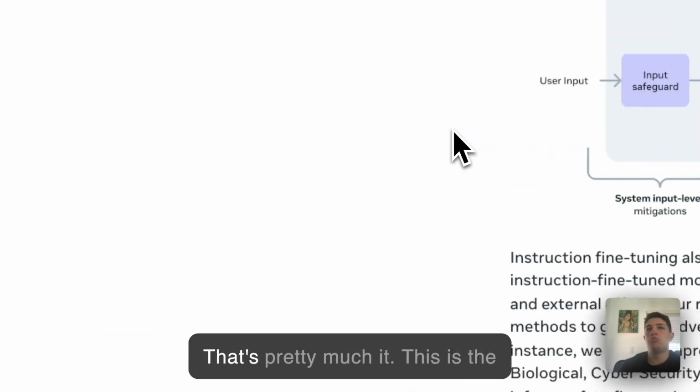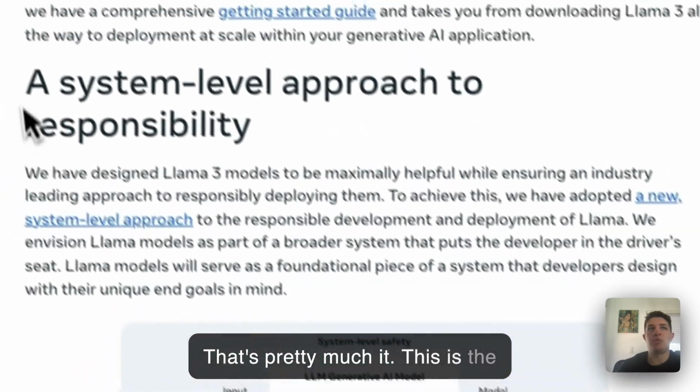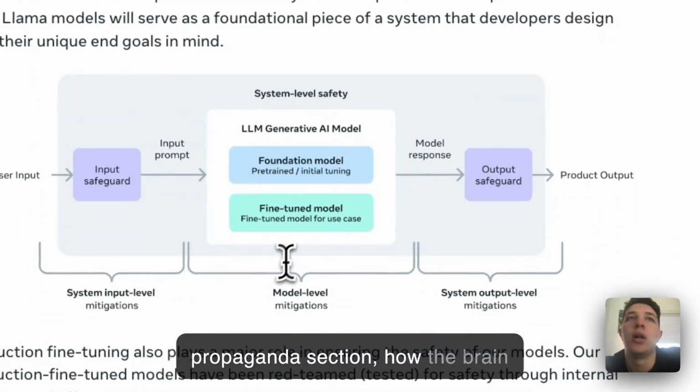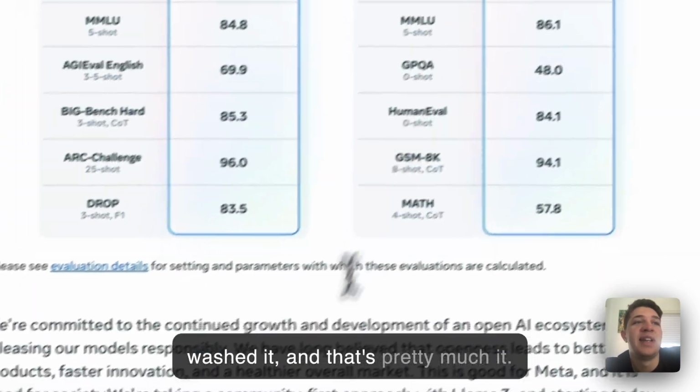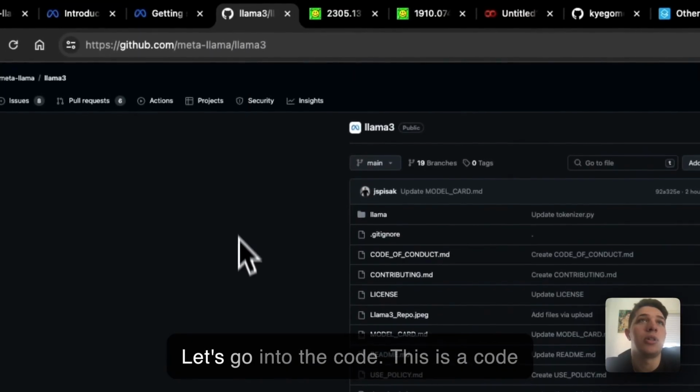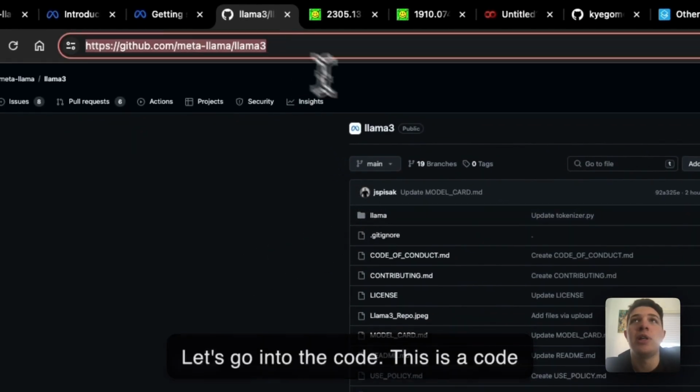And that's pretty much it. This is the propaganda section, how they brainwashed it. And that's pretty much it. Let's go into the code. So this is a code base. They released it.